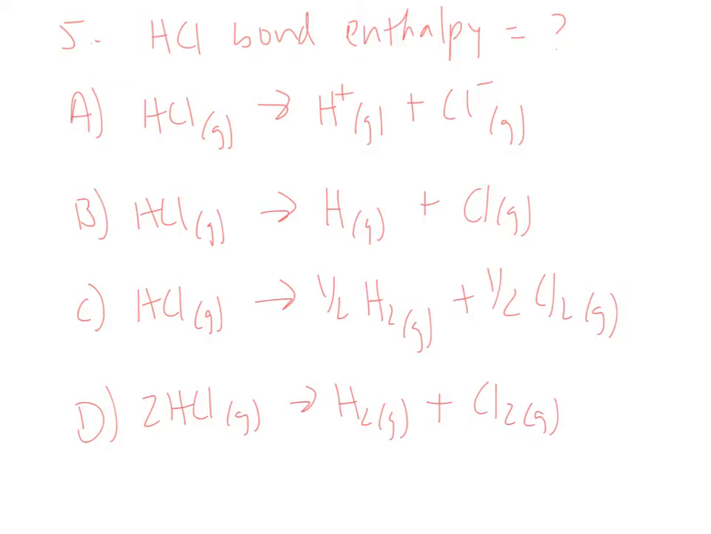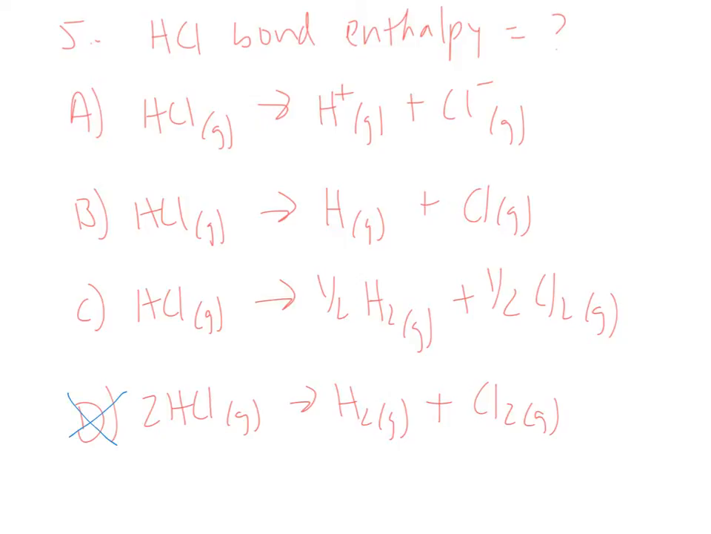Number 5 wants to know which of these reactions represent an energy equal to an HCl bond enthalpy, or breaking one HCl bond. Well, if I look on the left side, on the reactant side, A, B, and C all break one HCl bond. D is going to be a problem because it's breaking two HCl bonds. So if it formed an HCl bond on the other side, it would be okay, but that's not the case. So I can pretty quickly eliminate D.